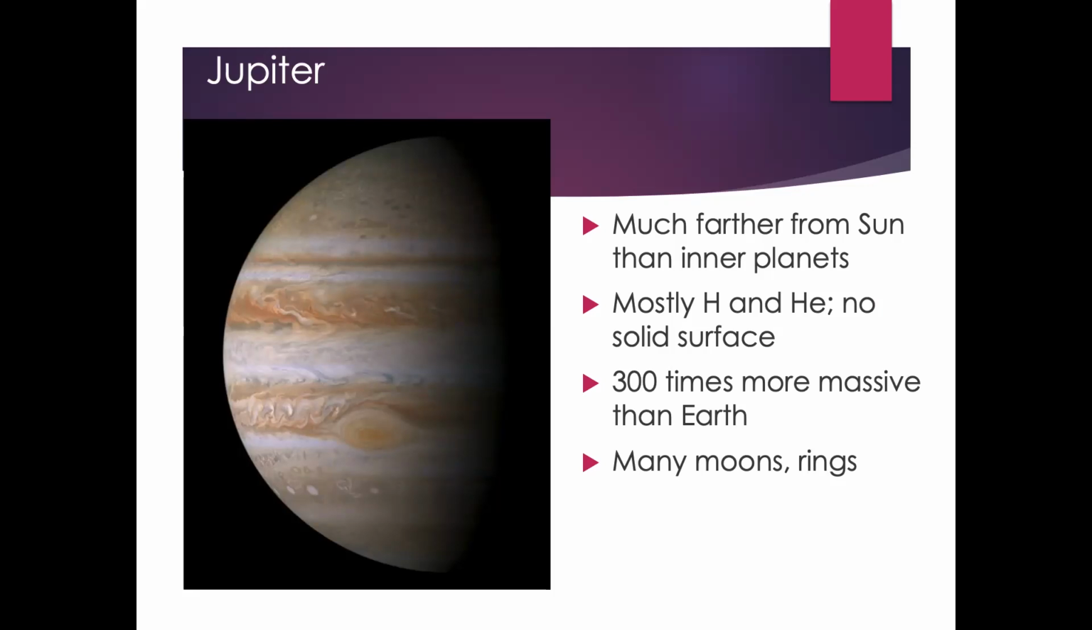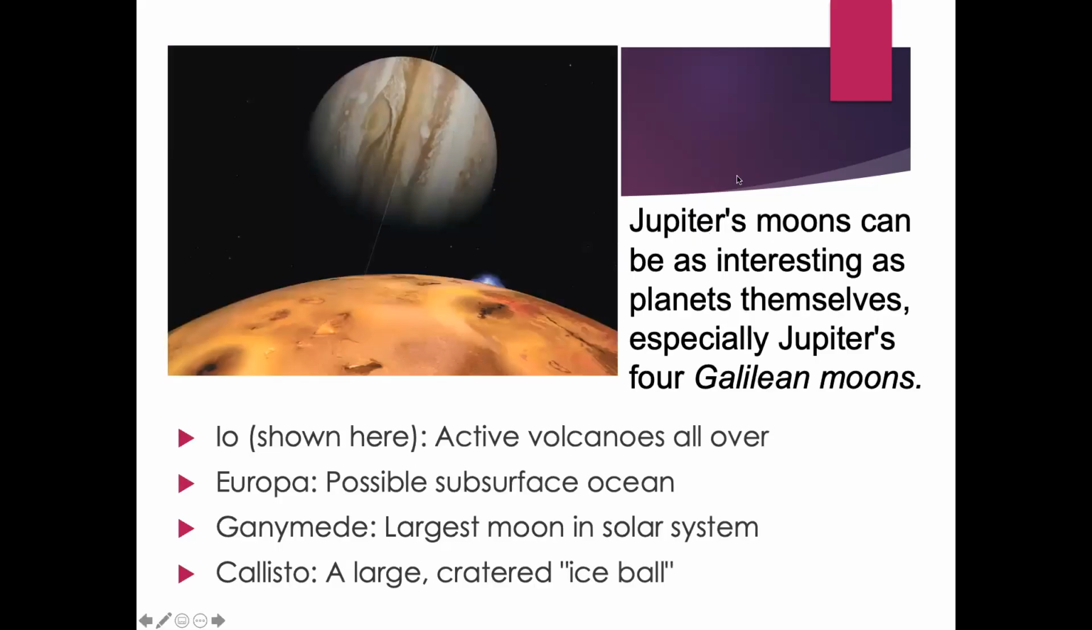It is much larger than Earth, just in terms of mass. It has 300 times the mass of the Earth. And it has many moons and rings, right? You can't really see the rings of Jupiter. They're not as well known as the rings of Saturn, but they are there. Now, we're not going to talk too much about it right now, but we are going to spend a bit of time later on in the course talking about Jupiter's moons.